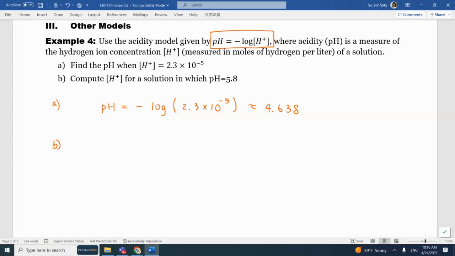Part B. We want to compute the hydrogen ion concentration, and we plug in pH is 5.8. So look at this formula. We plug in pH is 5.8. So 5.8 equals negative log of the hydrogen concentration. Right, everybody? We plug in pH is 5.8, and we want to find the hydrogen concentration. Okay, what do we do?